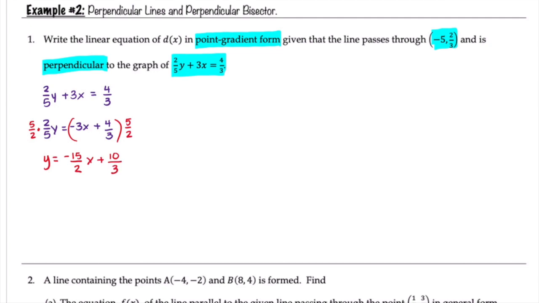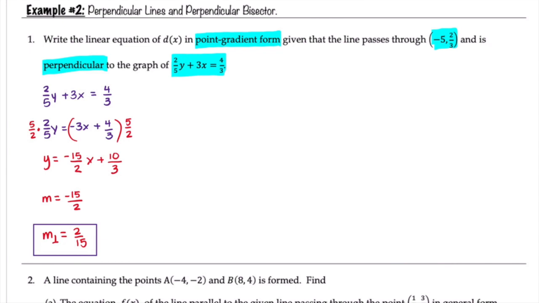Okay, so I have my equation y equals -15/2 x plus 10/3. What we want to know is the slope, which I know to be -15/2, which means that the slope that we want is 2/15. Now that we have that slope, we're going to use it and write it in point-gradient form.